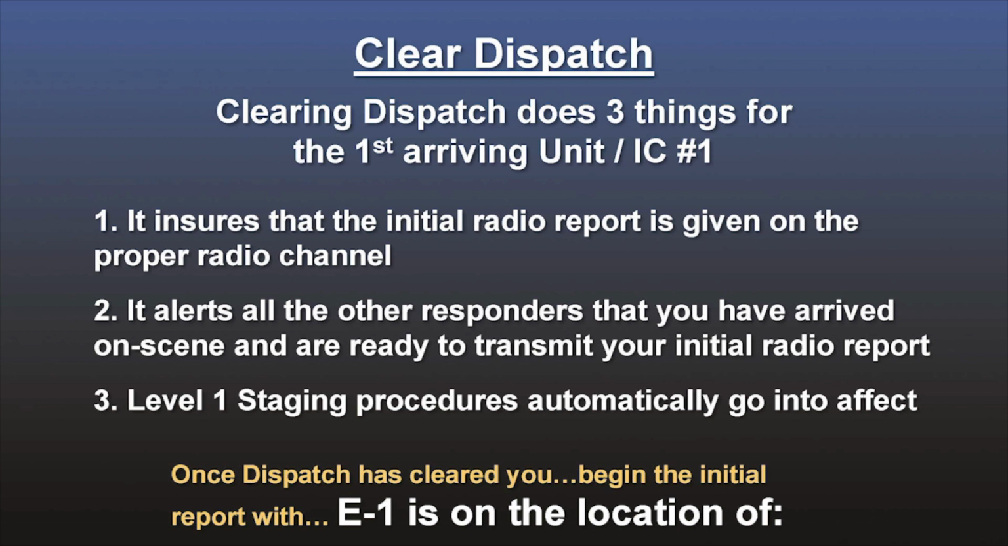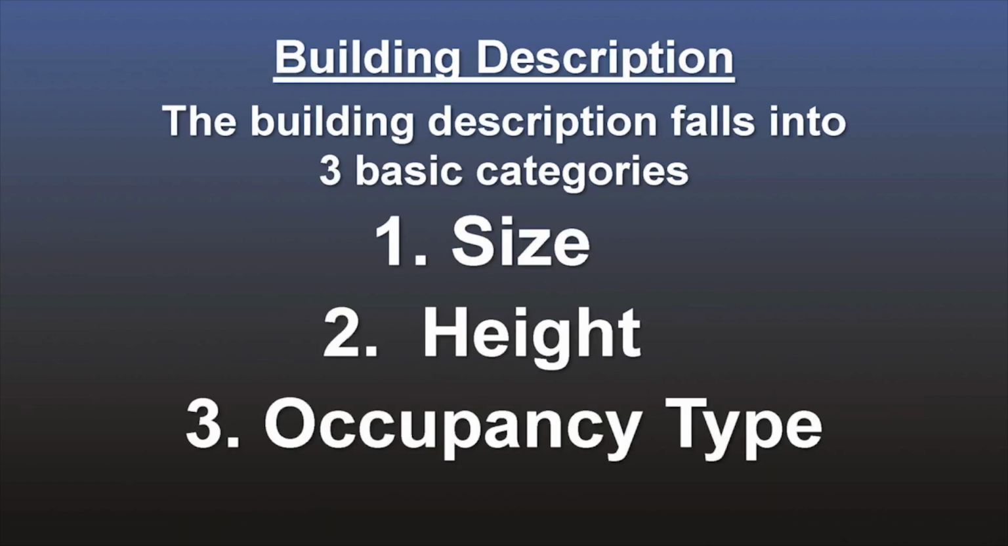It also ensures that Level 1 staging procedures will automatically go into effect. Once you have cleared dispatch, you begin the initial radio report with Engine 1 is on location of. Building description. The building description falls into 3 basic categories. We want to describe the size, the height, and the occupancy type.